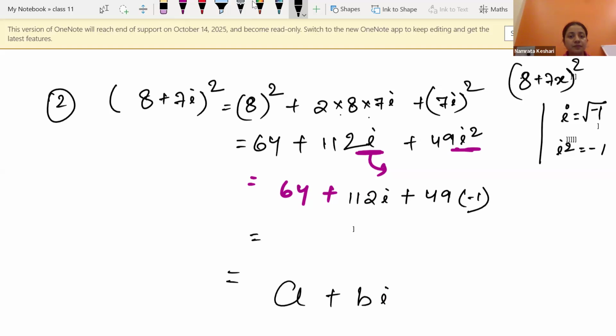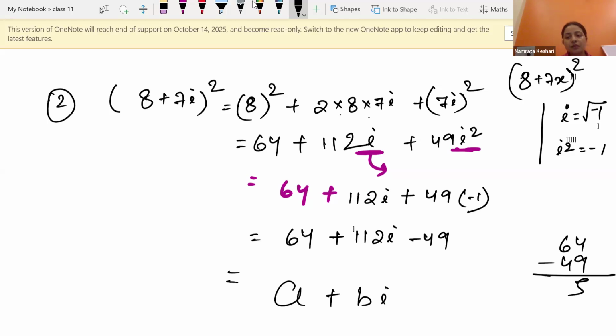Yes, teacher. Okay, we'll have 64, we'll have 112i, we'll have minus 49. Now I'm telling you, just treat it like an algebraic expression and do the addition of the numbers with numbers, and the terms containing i with the other terms containing i. So 64 minus 49 will be 15 plus 112i. This way, we have created the standard form of the complex number, that is a plus bi. Clear so far?